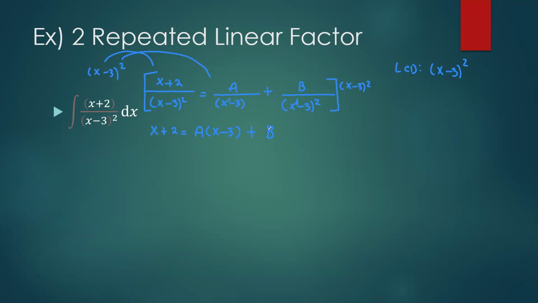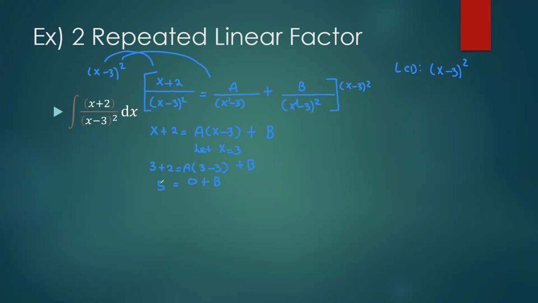Then what I'm going to do is substitute an x value. So I'm going to substitute x equals 3. So this is going to be 3 plus 2, and then A times 3 minus 3, plus B. 3 minus 3 is 0, times A, that's 0.